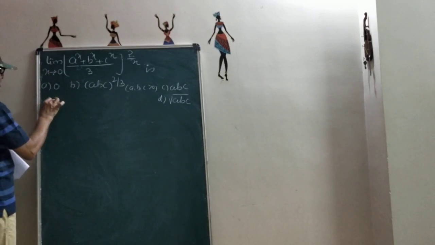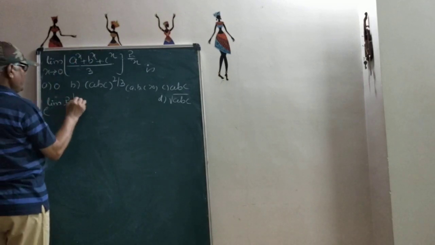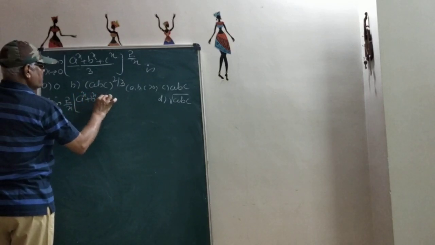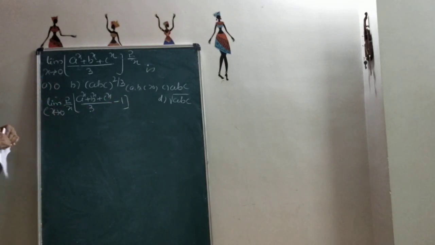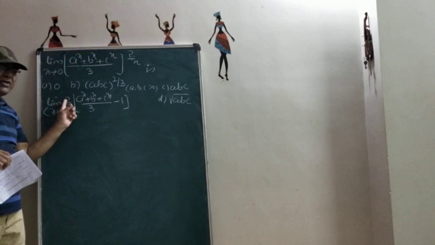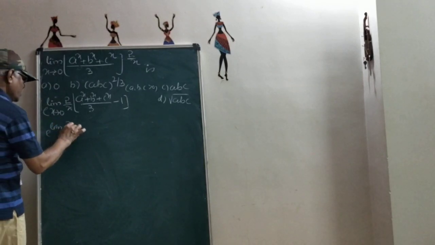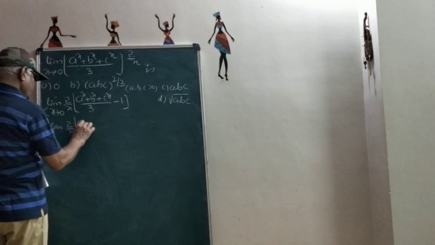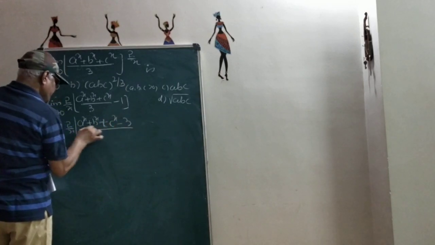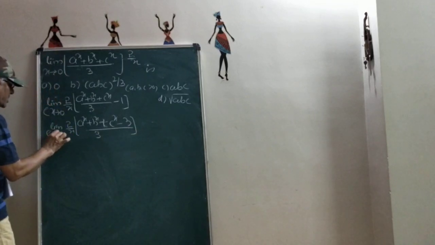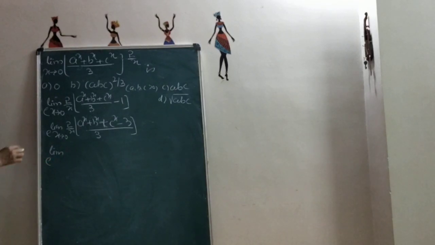It is e raised to the limit of g(x) into the bracket f(x) minus 1. Here g(x) means 2 divided by x, and f(x) means (a^x + b^x + c^x)/3. So that is equal to e raised to the limit of 2/x into the bracket (a^x + b^x + c^x - 3)/3 as x tends to 0. The next very important step here.